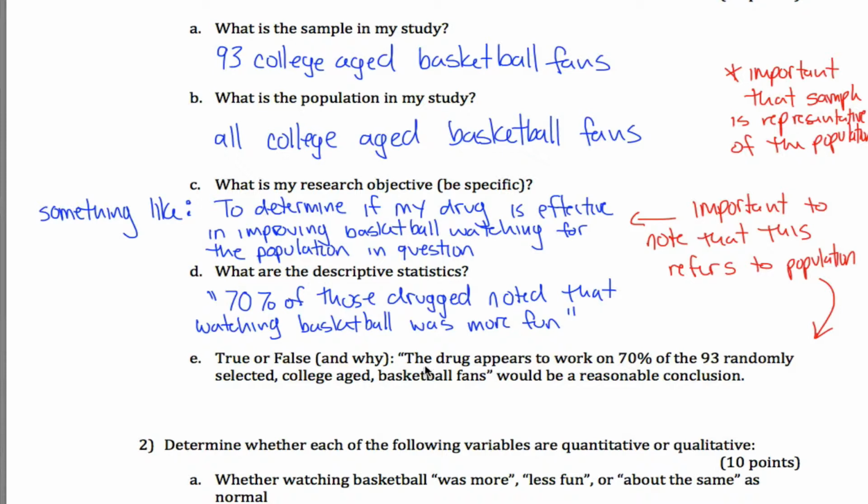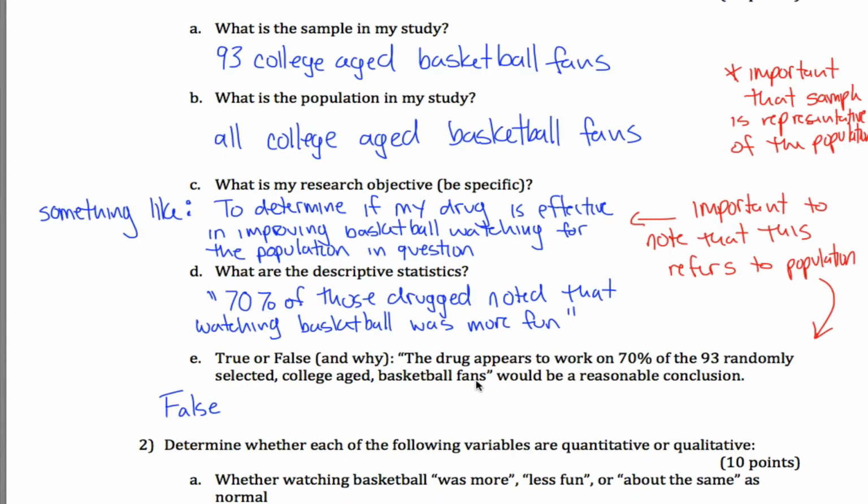True or false, and why? The drug appears to work on 70% of the 93 randomly selected college-age basketball fans. This sentence right here would be a reasonable conclusion. It's actually false. This is damn close to what your conclusion should be. However, it's really important to note that both your research objective and your conclusion should refer to your population. If you read this sentence, well, this is true. This is what happened. The drug did appear to work on 70% of the 93 randomly selected college-age basketball fans. That's 100% true. That's a true statement.